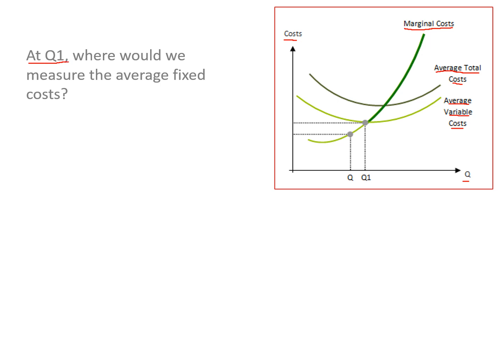We haven't graphed the average fixed costs here. But we can find it from the graph, and the question is asking you to work it out from the graph at this particular point. What we know is that the average total cost is made up of average variable costs plus the average fixed costs. So the vertical gap between these two lines will equal the average fixed costs.